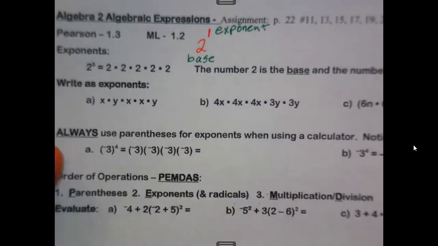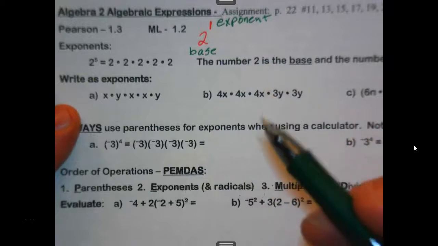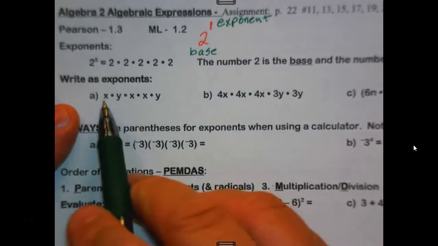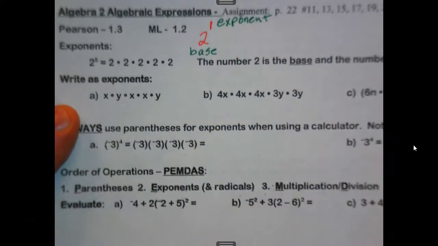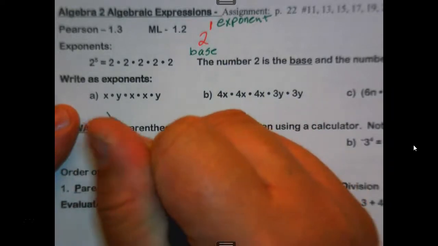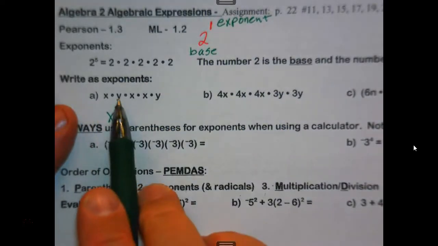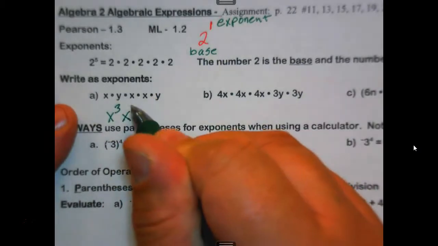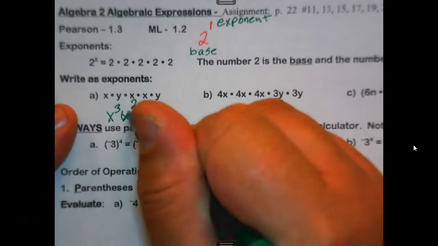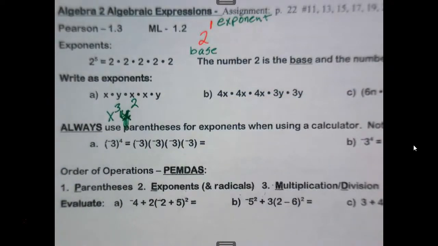All right, let's look at example A. I have x times itself 1, 2, 3 times, so it's going to be x to the 3rd. I have y times itself 1, 2 times, so it's going to be y squared. So x cubed y squared.